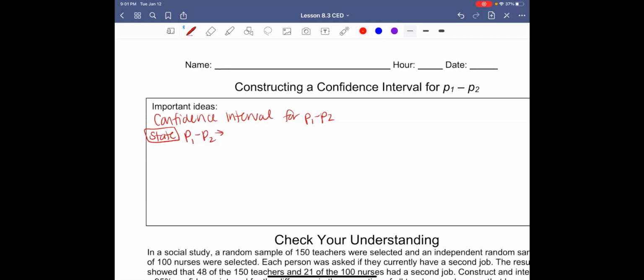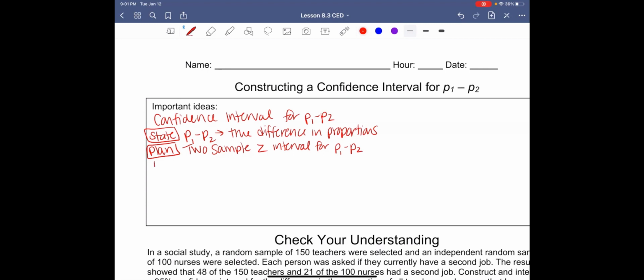What's going to be different is that in the state portion, my parameter is going to be P1 minus P2, which is the true difference in proportions. When I write all this up, I'm only going to write the things that are different compared to a confidence interval for just P, or one proportion. So in the state portion, we do our parameter and our confidence level, but the parameter is the only thing that's changed. For the plan portion, what is different is the name. So this is a 2-sample Z interval for P1 minus P2.